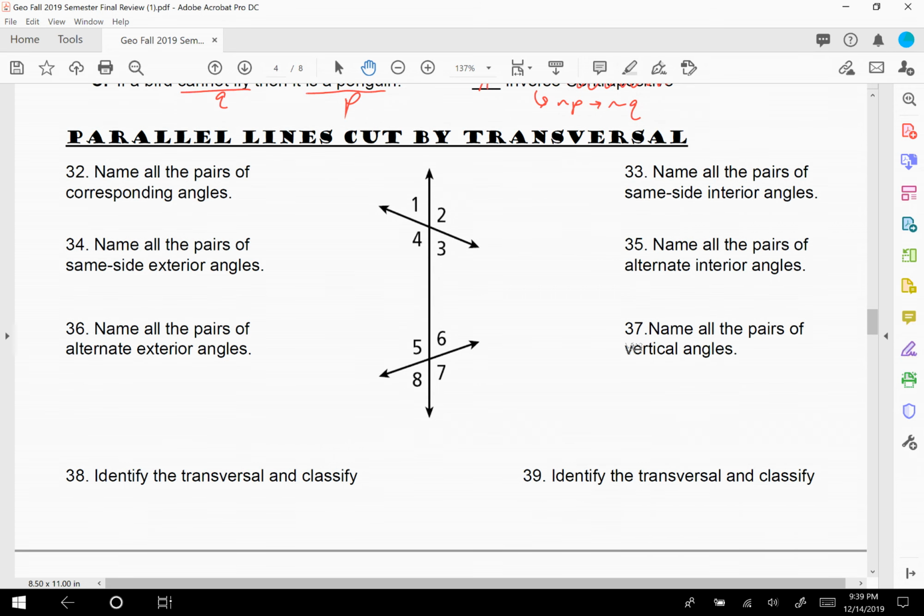It says name all the pairs of corresponding angles. Corresponding angles look like they're in the same spot, but remember you have a group of 4 up here and a group of 4 down here. They just look like they're in the same place from each group. So 1 and 5, because they're both on the top left. 2 and 6, 3 and 7, and 4 and 8. Those would be corresponding angles.